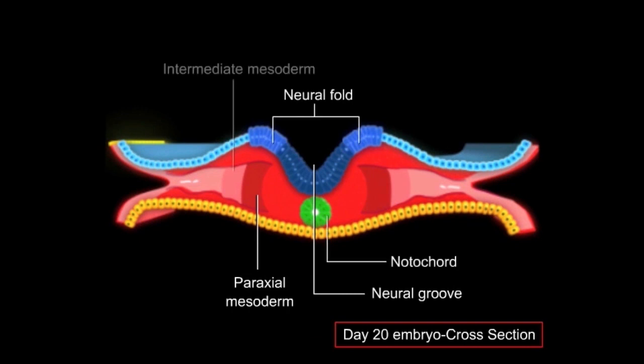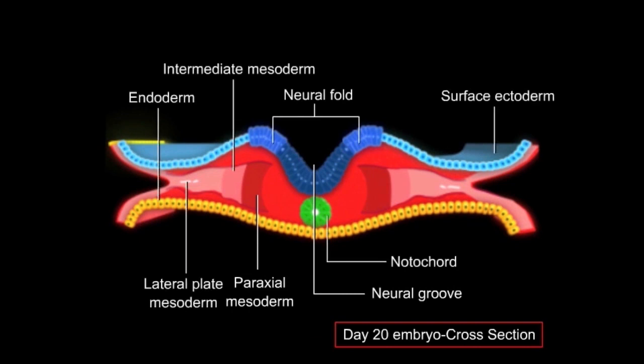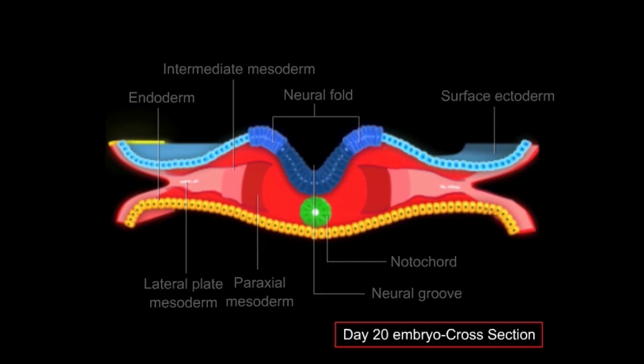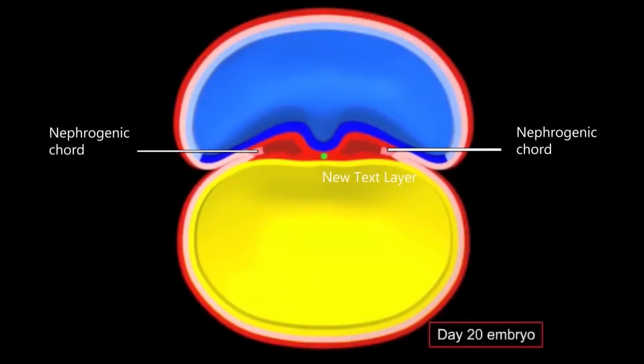In this cross-sectional view of a 20-day-old embryo, we can identify the developing neural tube and three distinct areas of mesoderm, namely the lateral, intermediate, and paraxial mesoderm, that extend bilaterally along the axis of the embryo. The nephrogenic cord originates from the intermediate mesoderm.